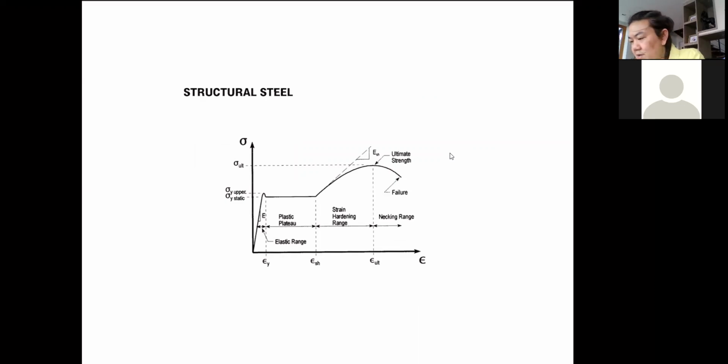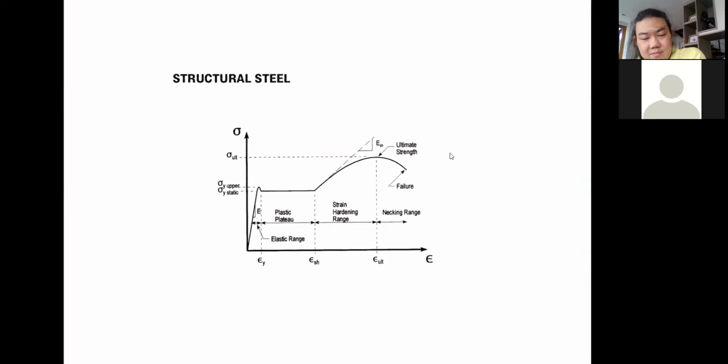Have you seen this before? Maybe. No response anyway. So this is what the property of the steel looks like. If you take a steel coupon into the lab and pull it until it breaks, this is the relationship of the stress and strain you're going to get. Okay, so this is stress and this is strain.